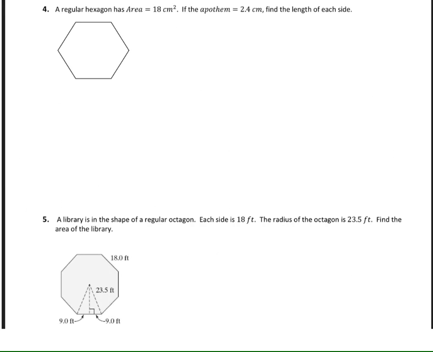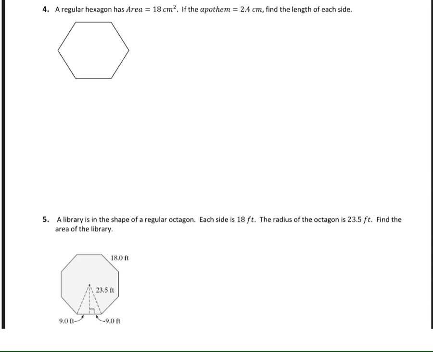Alright, so let's go ahead and finish up and look on the back at examples 4 and 5. On number 4, it says a regular hexagon has an area of 18 centimeters squared. If the apothem is 2.4 centimeters, we need to find the length of each side. So basically we're going to take our area formula and work back to find the length of one side.